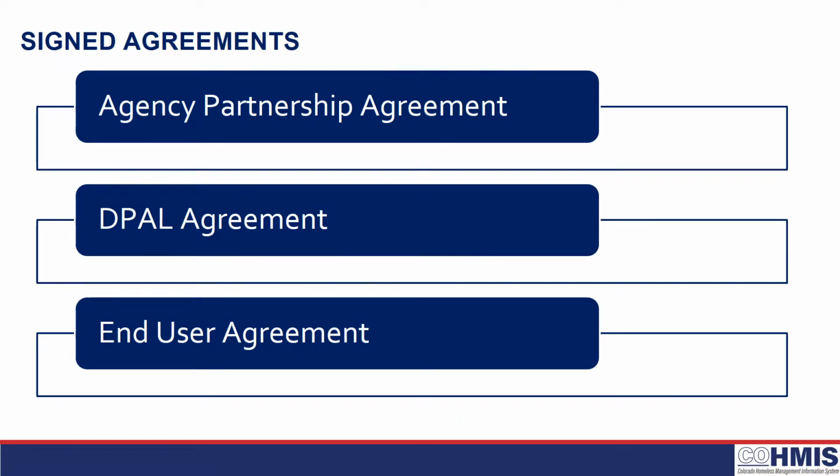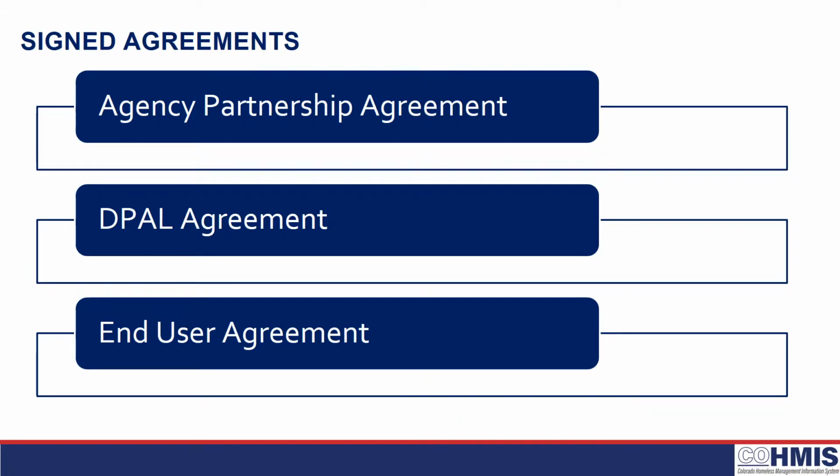There are several agreements required between the HMIS lead agency and users of the system. The agency agreement outlines the agency's rights and responsibilities in regards to HMIS. Adherence to this agreement is reviewed on an annual basis. The DPAL agreement designates who is responsible for agency-level administration of the system and is updated only if necessary. Your DPAL is your primary contact for all things HMIS. If you do not know who this is at your agency, please contact your supervisor.